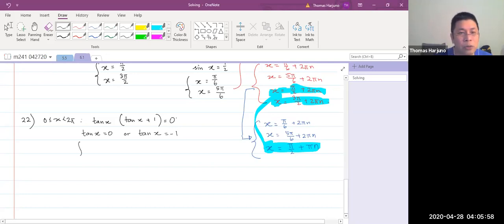Tangent x equals 0 when x equals 0 or x equals pi. Actually, that's not necessary. You know that the period for tangent or cotangent is pi, so if 0 is the answer, then pi is also the answer. While tangent x equals -1 when x is, I'm sorry, not 5 pi over 3, 3 pi over 4. And if I add pi, it will be 7 pi over 4.